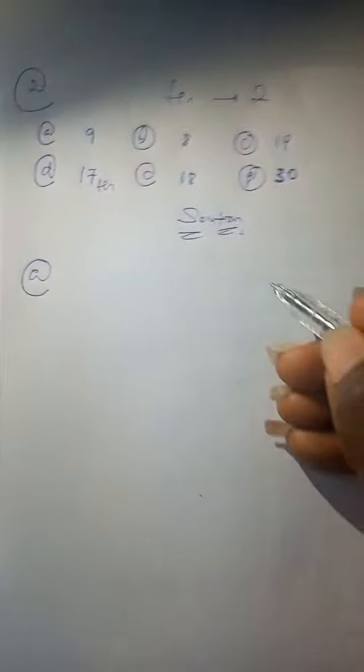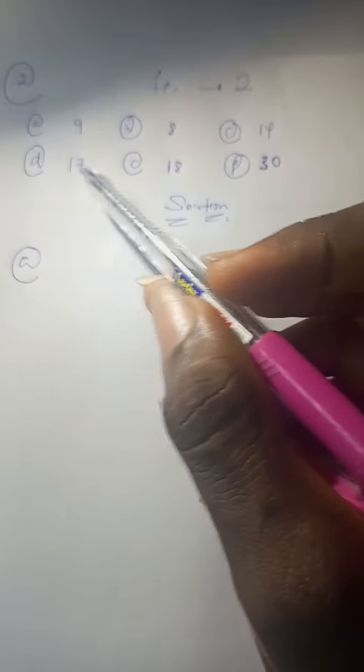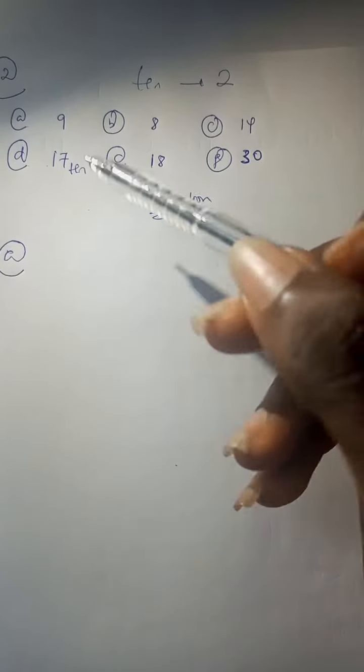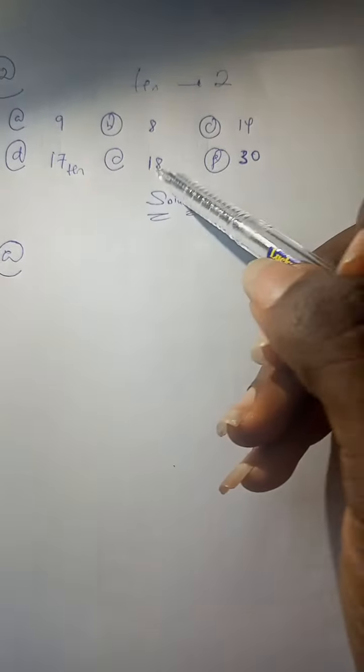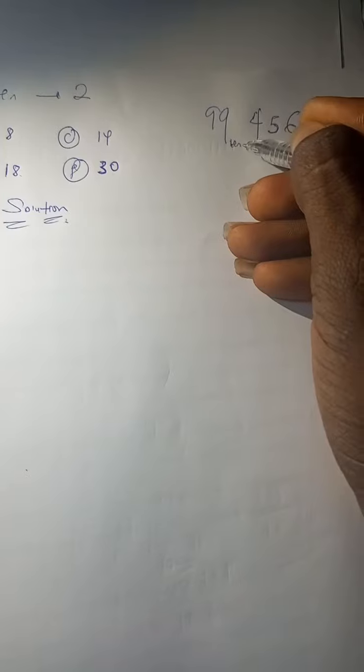So looking at this also, 17 is already in base 10. All we just need to do is to convert it back to what? Base 2. This is correct. Yes, 1 is less than 10, 7 is less than 10. All natural numbers are in base 10. 18 is in base 10, 30 is in base 10, 9 can never be in base 9. Do you understand? So that's how it works.